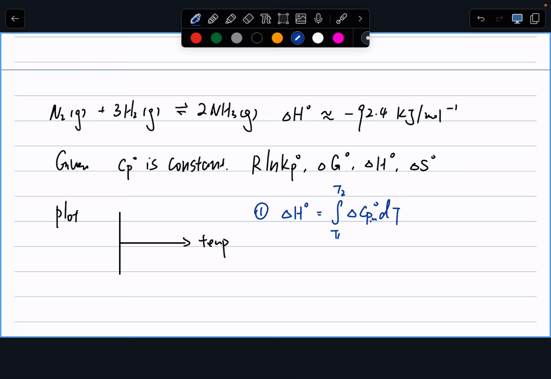It's an estimate, right? So some constant plus some constant over T. Now this A is basically what your Cp naught is, which is a constant. And the C tells you what your delta H is, assuming our temperature is approaching 0 Kelvin. So that's delta H.